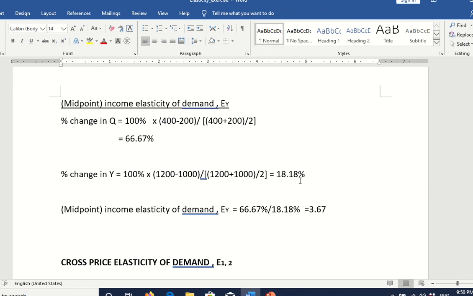Okay, and using the midpoint method, an 18.18% increase in income leads to a 66.67% increase in quantity demanded. So that leaves us with 3.67. Okay.